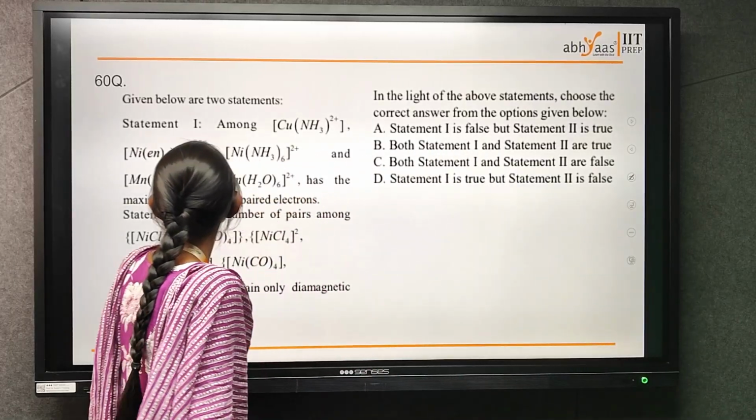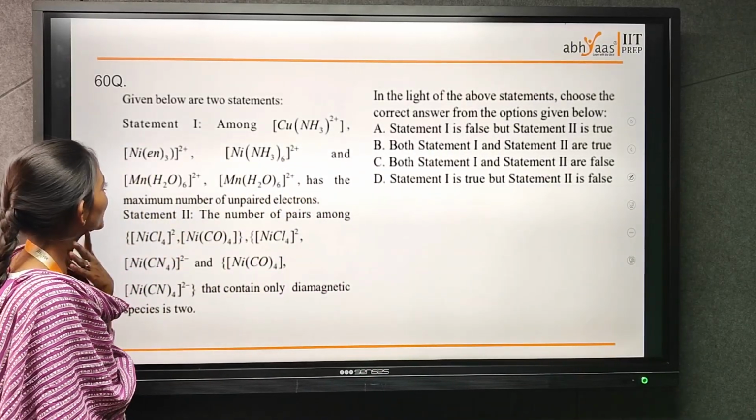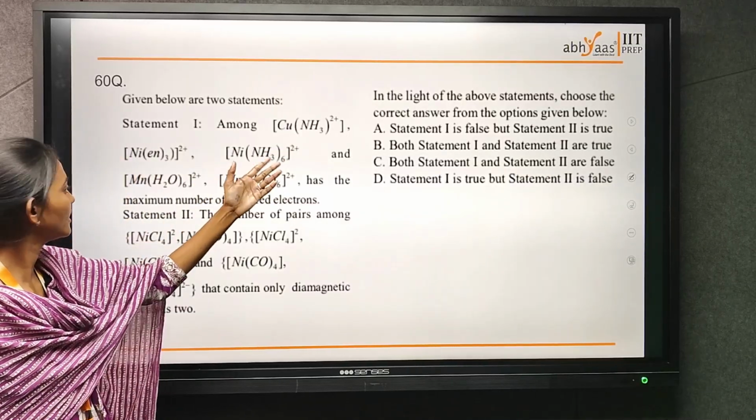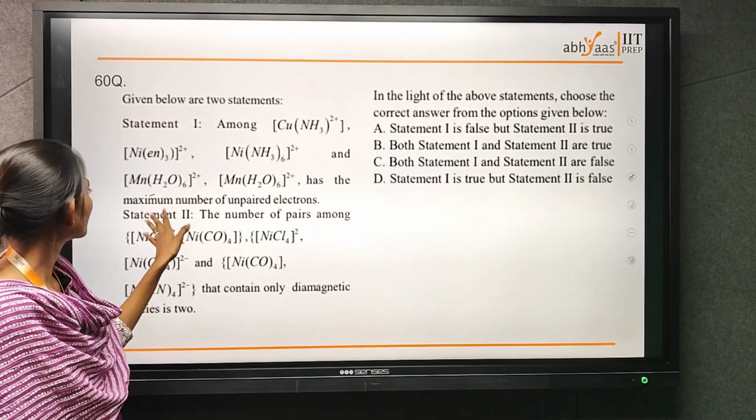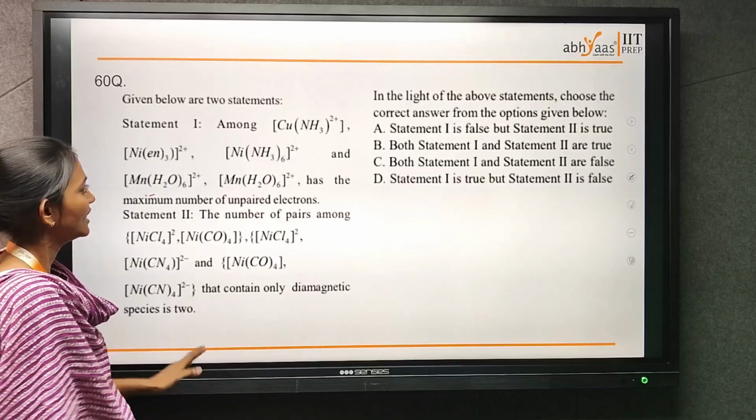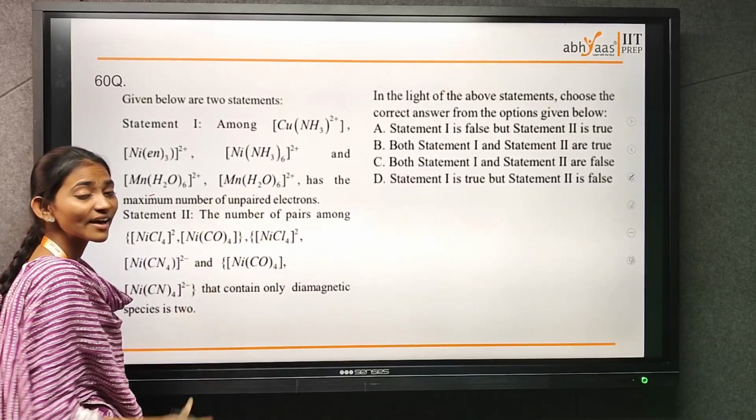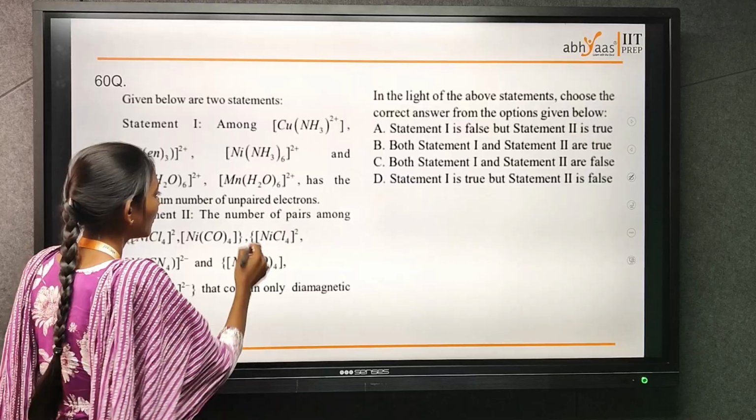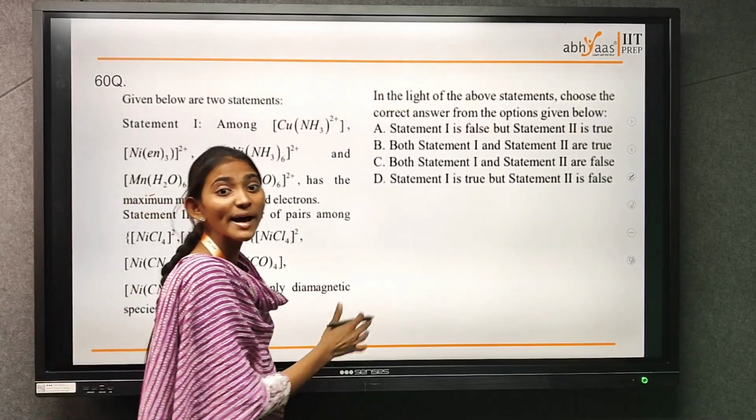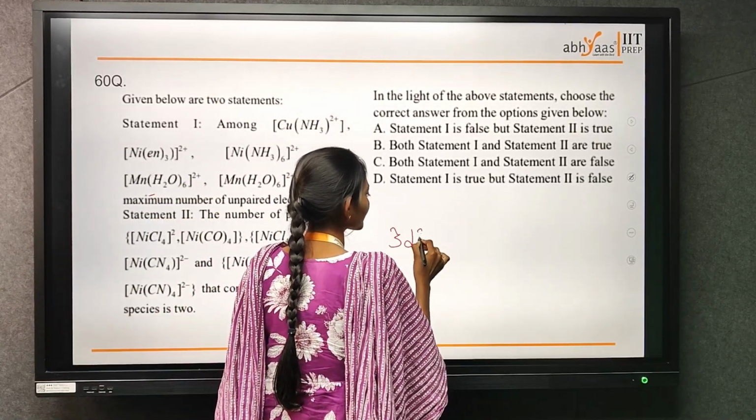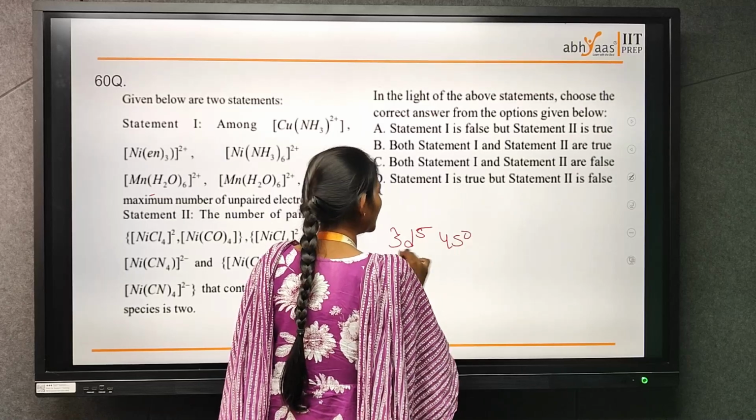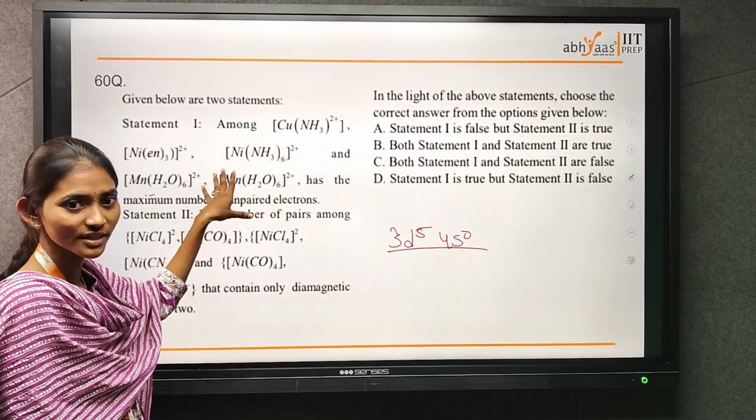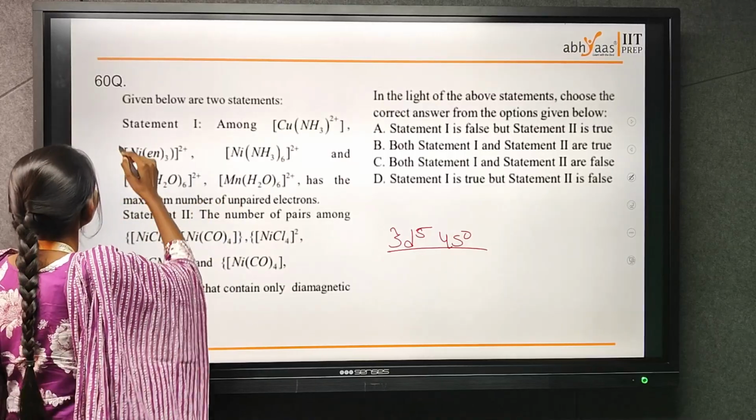Moving on to the next question. Two statements are given. Among these options, they have given copper, nickel and manganese as having the maximum number of unpaired electrons. See here, by the hint, manganese has more unpaired electrons in its electronic configuration. What is the configuration of Mn? Manganese is 3d5 4s0. So here itself you can say it has the most unpaired electrons among all of these. So the first statement will be true.